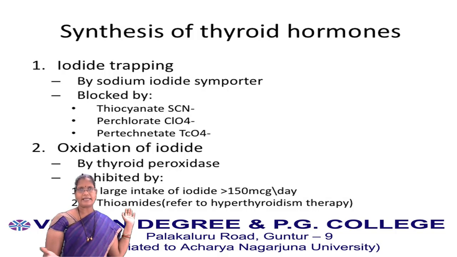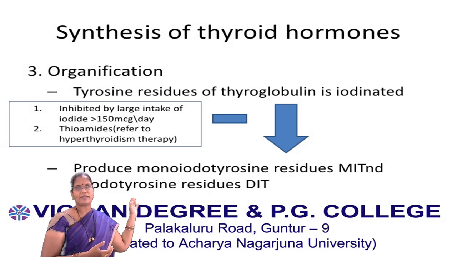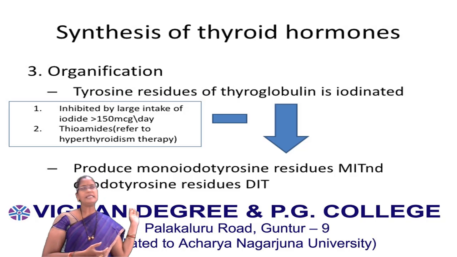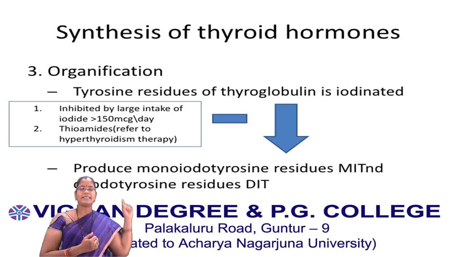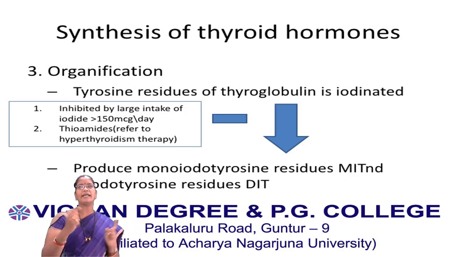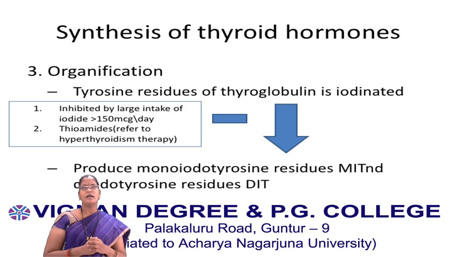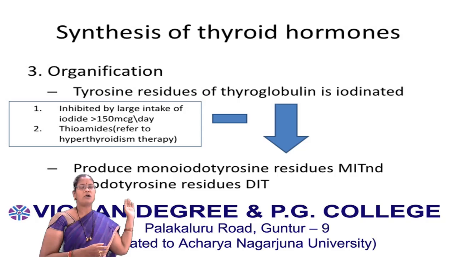So once the iodide is oxidized, that is nothing but organification. Thyroglobulin is a protein present in the thyroid gland, and this protein has tyrosine residues. This oxidized iodine will couple with the tyrosine residues present on thyroglobulin. As a result, monoiodotyrosine, that means MIT, or diiodotyrosine, DIT, residues will be produced. This is called organification.